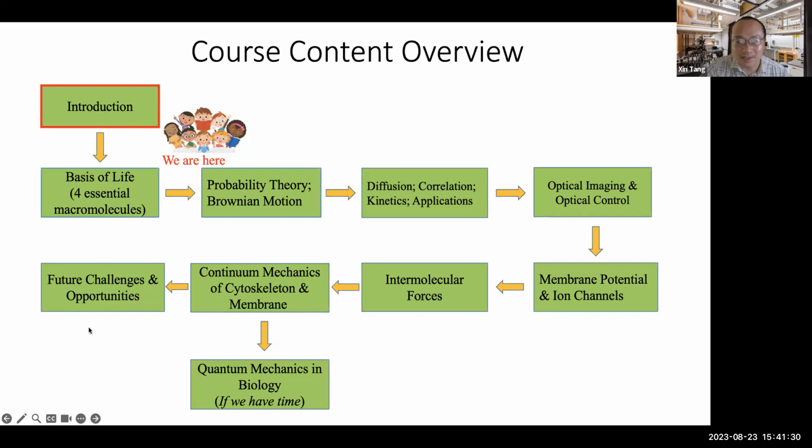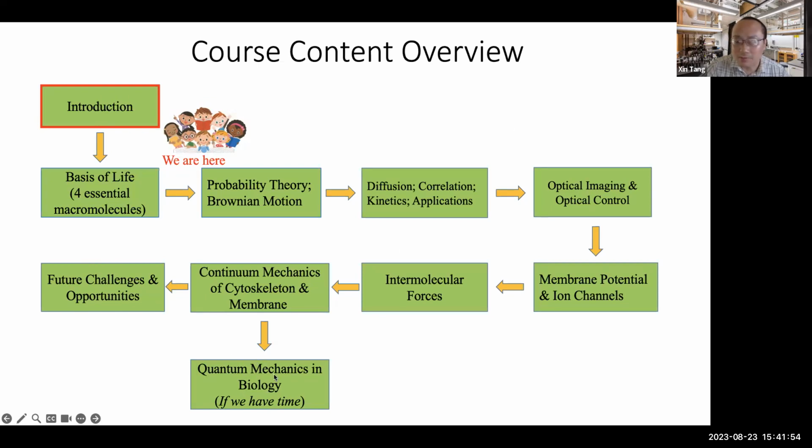This is actually the most exciting part that will let all of you understand how we can integrate all the things we learned to solve new problems, solve new questions. Okay. If we have time, I hope to also discuss the application of quantum physics, quantum mechanics, in biology.